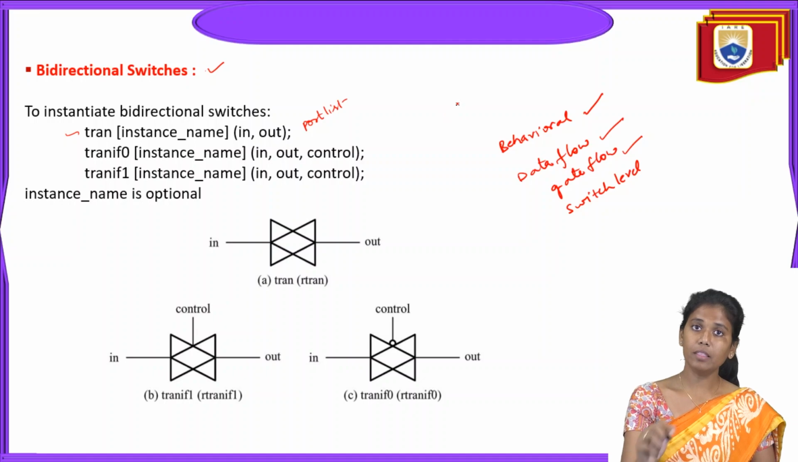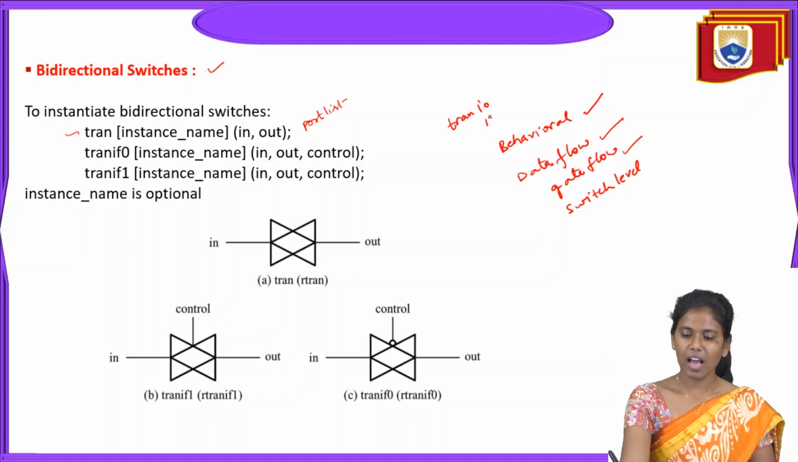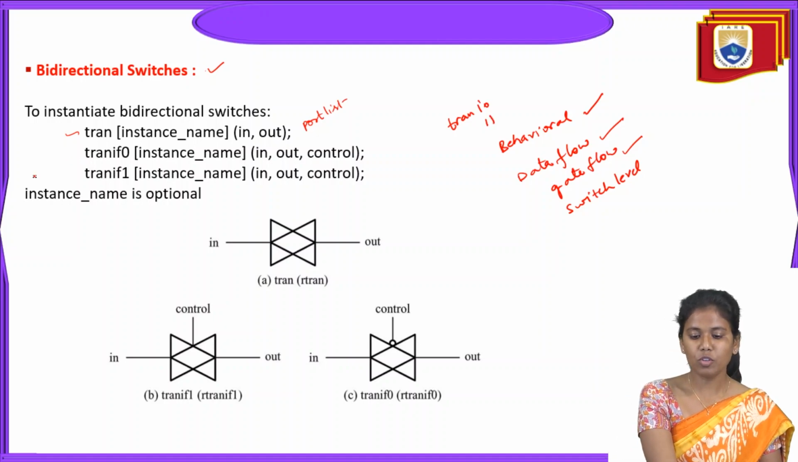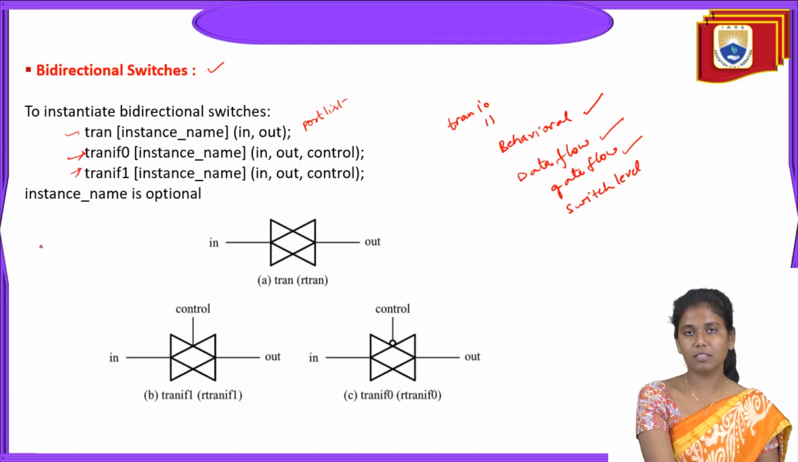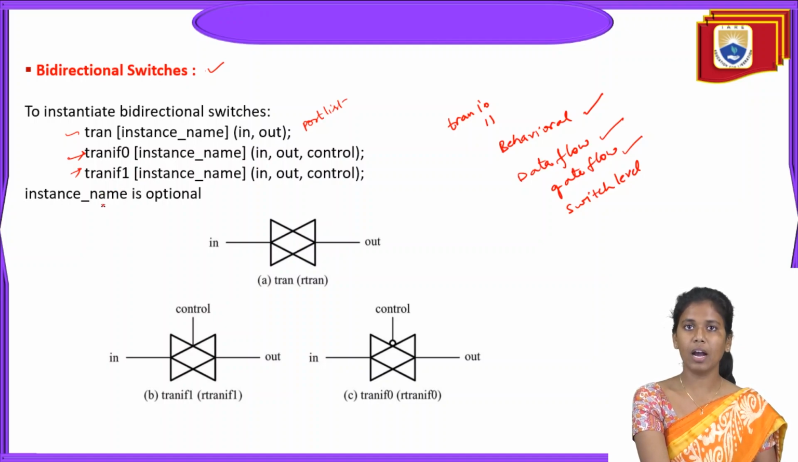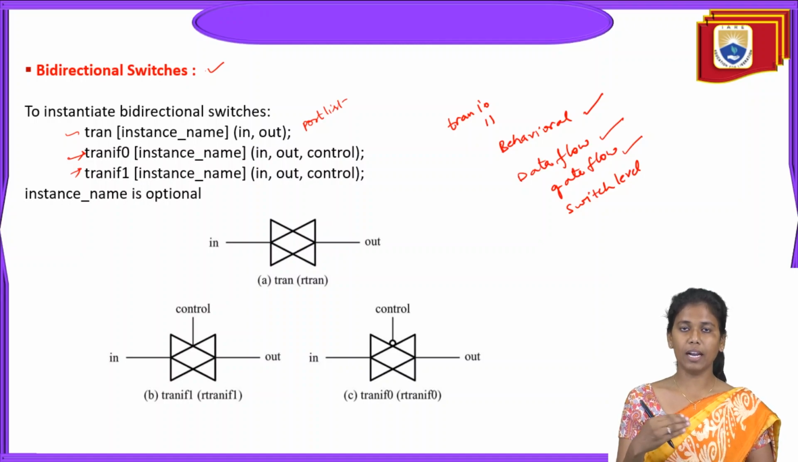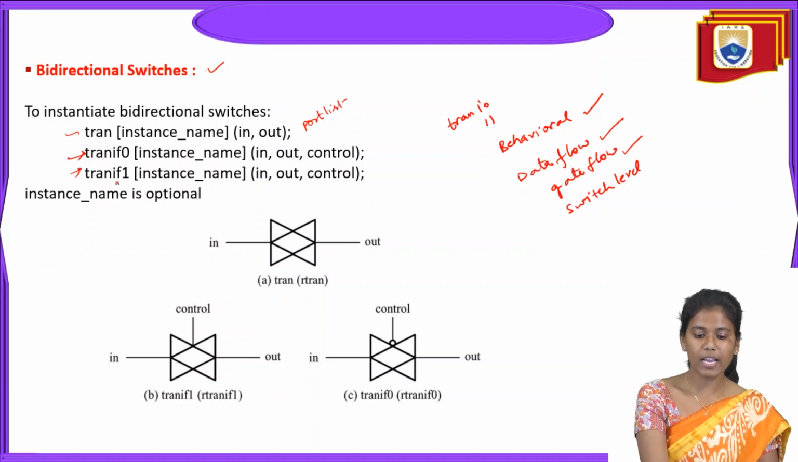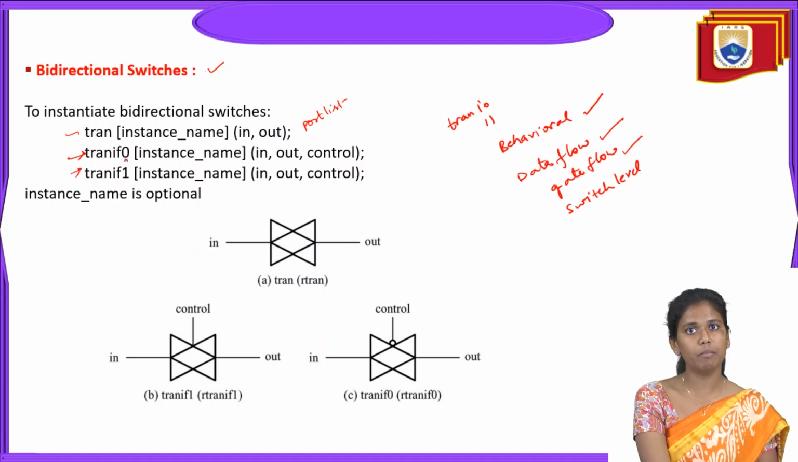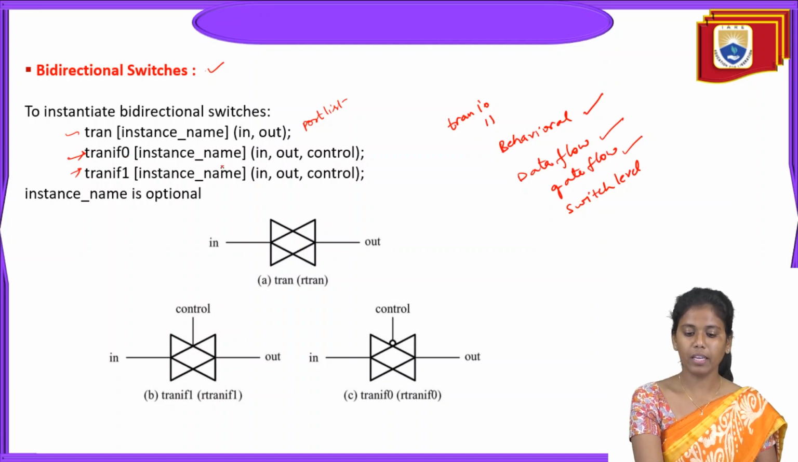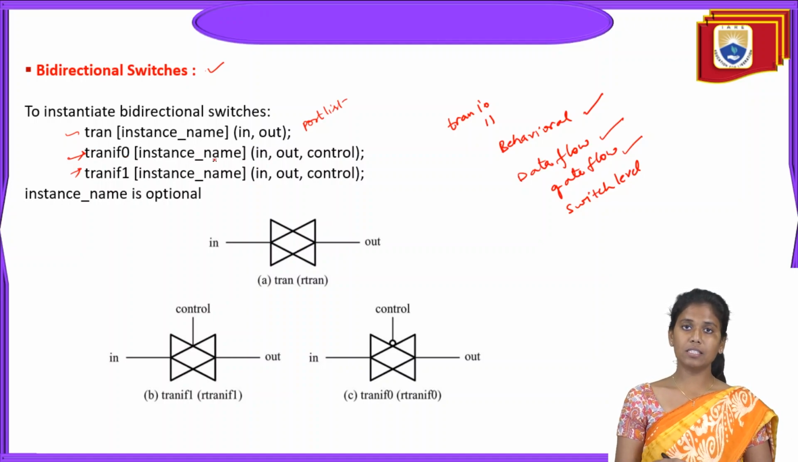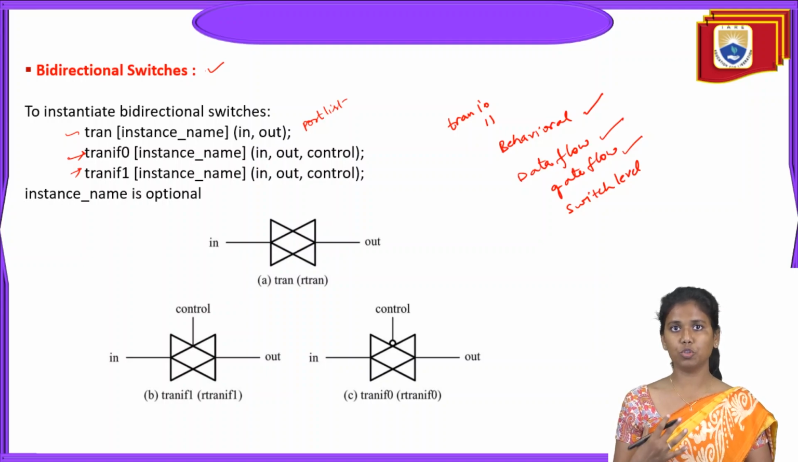So here, in the bidirectional switches, we have tran, tranif0 and tranif1, right? If you see the second and third statements, we are writing tranif0 and tranif1. Tranif0 and tranif1 are two switches under the tran switch. Tranif0 is a bidirectional switch where the keyword is followed by the instance name, which is the name of the switch that you are mentioning.